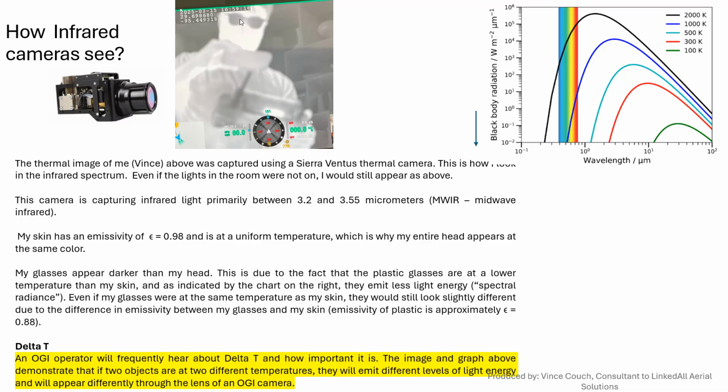My glasses appear darker than my head. This is due to the fact that the plastic glasses are at a lower temperature than my skin, and as indicated by the chart on the right, they emit less light energy. Lower temperature, for a given wavelength. So say at this wavelength, at this temperature, 300, the energy is here. Same wavelength, higher temperature, there's more energy.